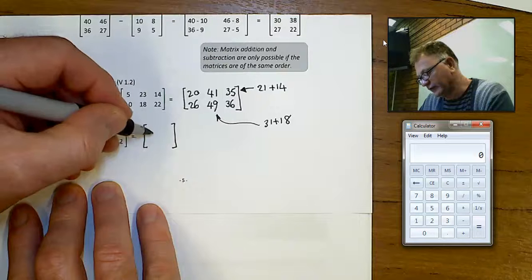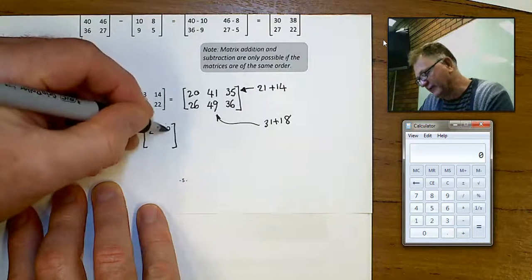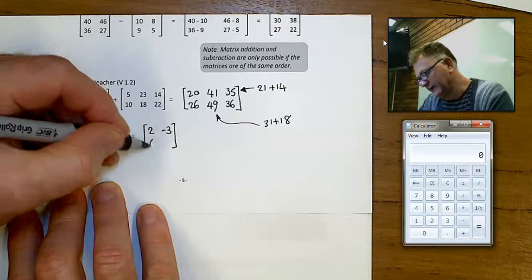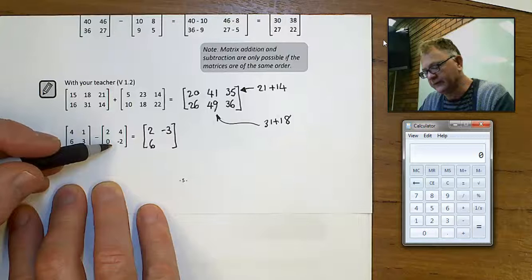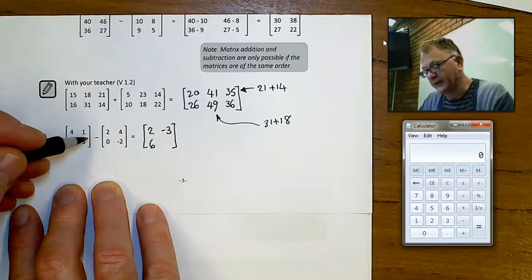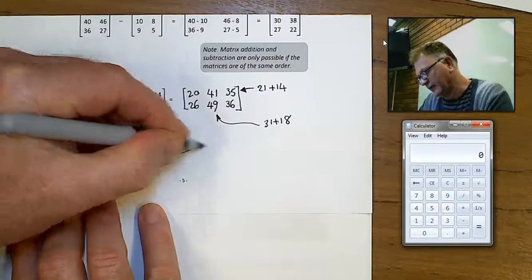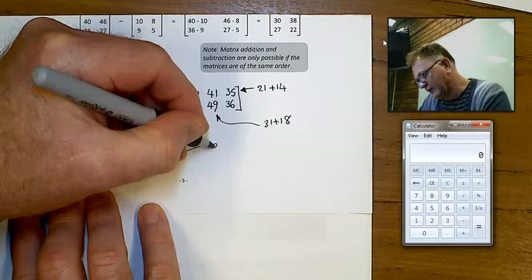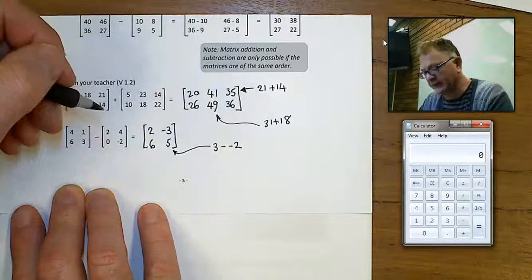4 minus 2 is 2. 1 minus 4 is negative 3. 6 minus 0 is 6, and 3 take away negative 2. Now 3 take away negative 2 of course is the same thing as 3 plus 2, so our answer is 5. Just for the sake of our notes only, let's just detail this one in. That is 3 take away negative 2, which of course means 3 plus 2.